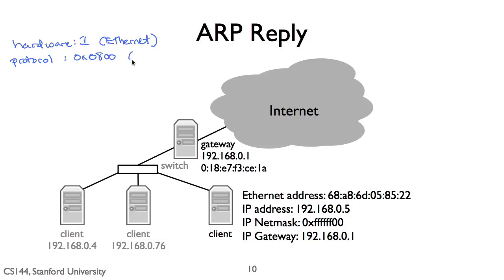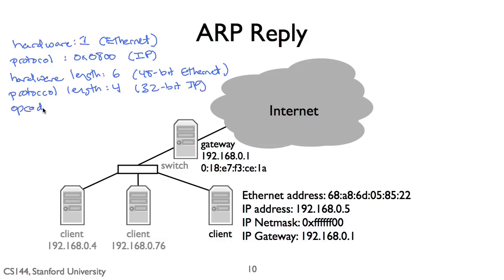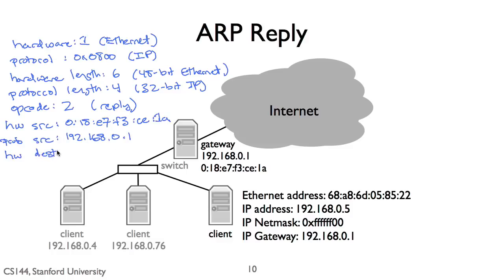Like the request, the ARP reply will specify that the hardware is Ethernet, which is value 1, the protocol is IP, which is value 0x0800, the hardware address length is 6, and the protocol length is 4. The opcode will be reply, whose value is 2. The ARP source hardware field will be the replier's Ethernet address, 018E7F3CEA1A. The source protocol field is the answer, 192.168.0.1. The destination hardware address is the source address of the request, 68A860058522. The destination protocol address is the source protocol address of the request, 192.168.0.5.